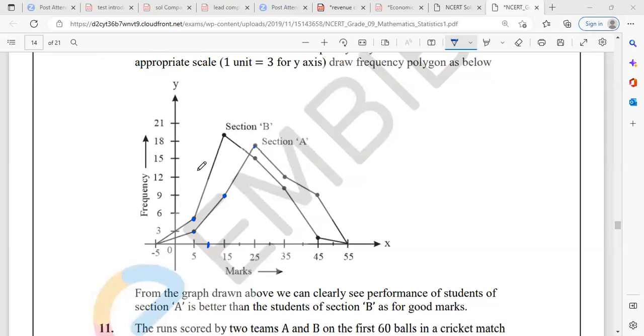In the exam hall, you can use a blue or black pen, or make it dotted, and make this simple, so that you know by looking only. Or you can use a color, red or blue, anything.